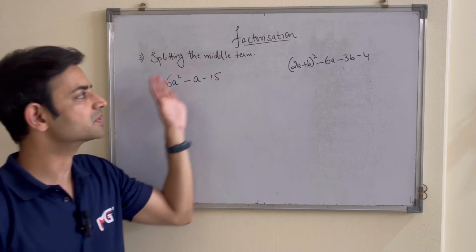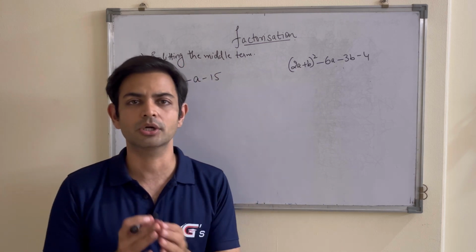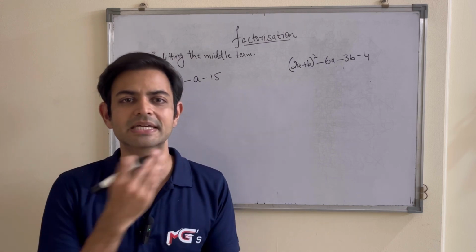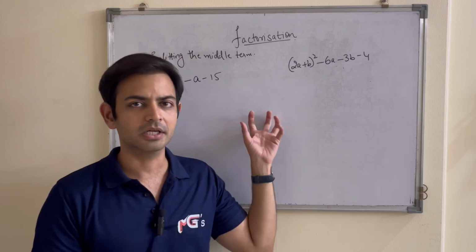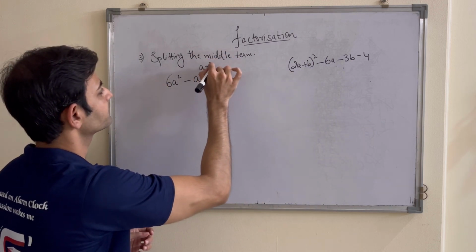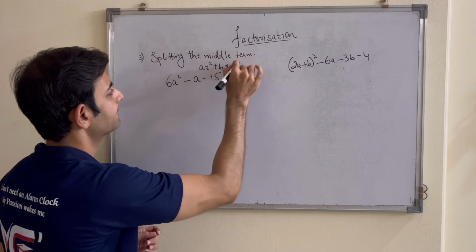We use this method specifically for trinomials. By trinomials we mean algebraic expressions which have three terms. Particularly for this case, it is in the form of ax squared plus bx plus c.